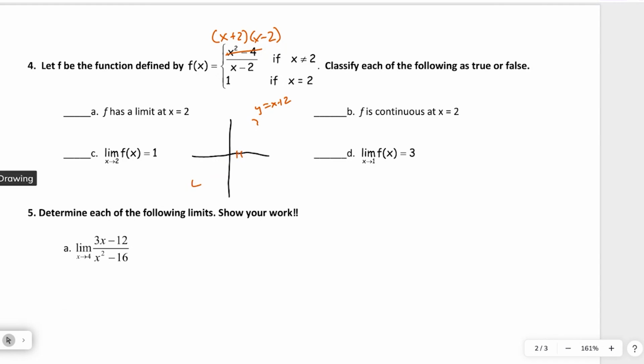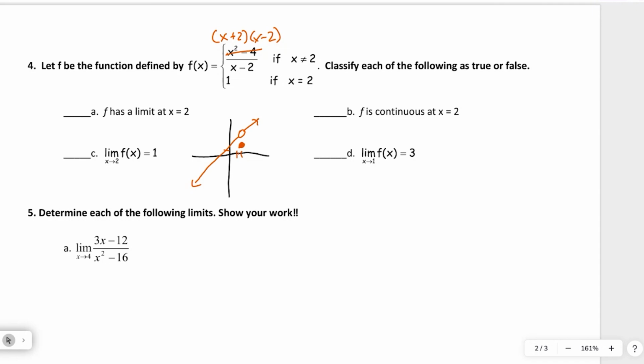So let me actually erase that. And that hole is going to be defined somewhere else. It says when x is 2, the value of the function is 1. So we have basically something like this going on. We're trying to say whether or not all these statements are true or false. But hopefully with this picture, it can make it a lot more obvious.